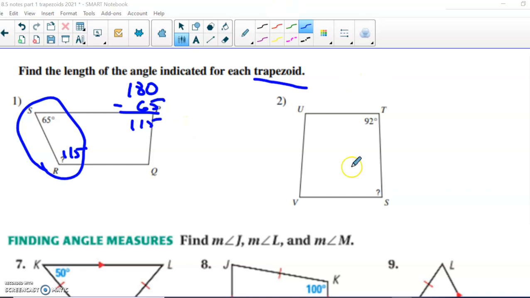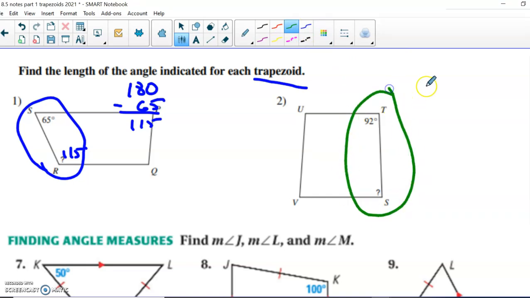Okay, so same one for this. We can see we have consecutive interior angles, so we know they're supplementary. So I'm going to take 180 minus 92. So it looks like our missing angle is going to be 88.